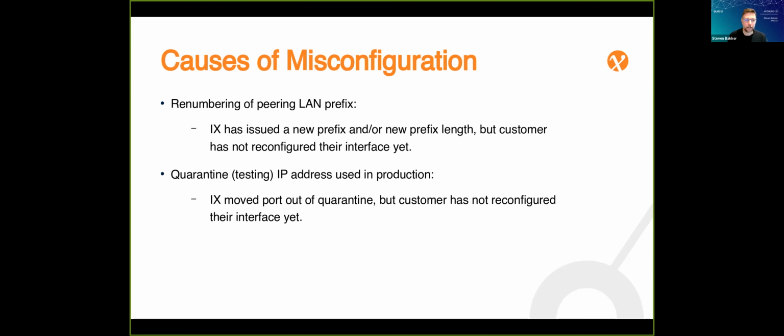Now, there are many reasons why this could happen. What we've seen is the case where we renumbered the peering LAN prefix, and not all customers' routers have migrated to the new peering prefix. We also have seen the case where we put ports in quarantine before putting them in production. They get a temporary address on that. We test, everything seems to work fine. The port moves out of quarantine, so we put it in production, but the customer has not changed the IP address on their peering interface yet. If that is combined with proxy ARP, it can again lead to a disaster.